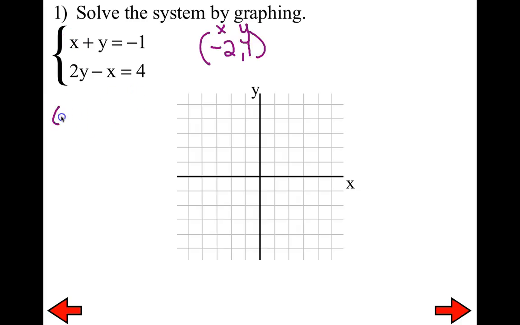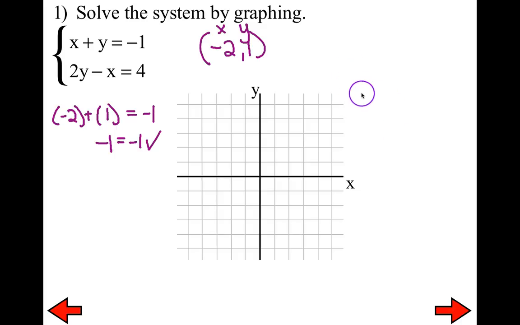So for x, I'm going to put negative 2 plus y, which is 1, is supposed to equal negative 1. Is this true? Well, negative 2 plus 1 is indeed negative 1. So it works for the first equation. Well, let's check the second equation.